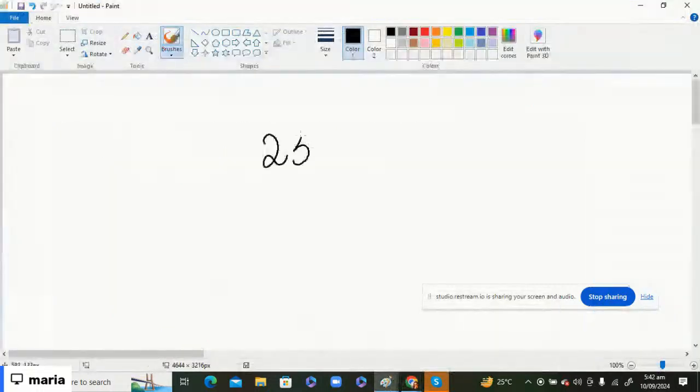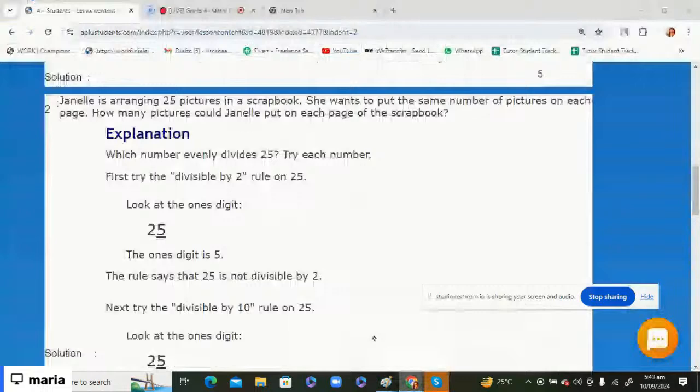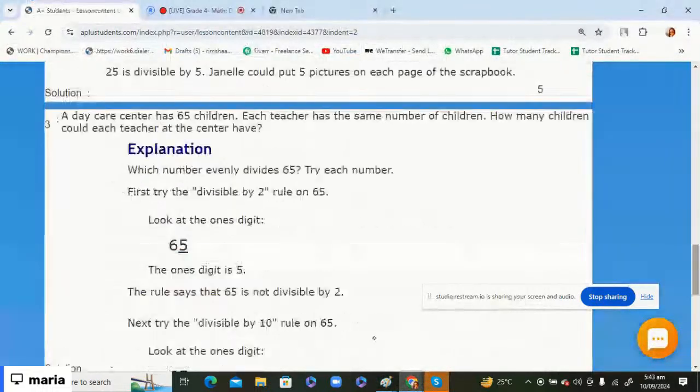So here is 25, then we're going to divide over 5. 5 times 5 is 25. So 5 is your answer. Okay, let's check. Yeah, this is right.